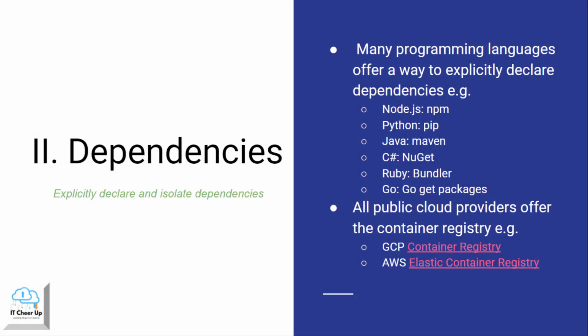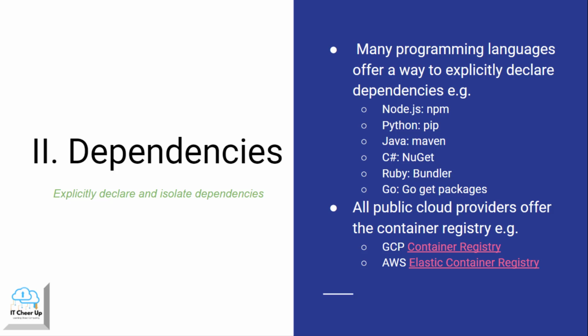The second one is dependencies. You should automate and explicitly declare dependencies in a CI/CD process and isolate the application with its dependencies by packaging them into a container. Many programming languages offer a way to explicitly declare dependencies, such as Node.js uses npm, Python uses pip, Java uses Maven, C# uses NuGet, Ruby uses Bundler, Go uses go get packages.